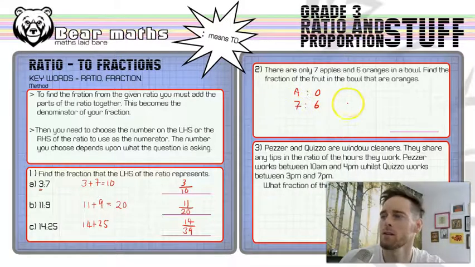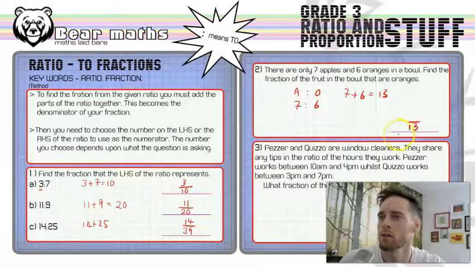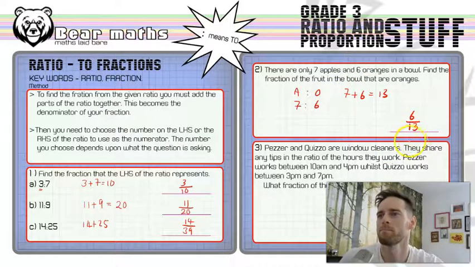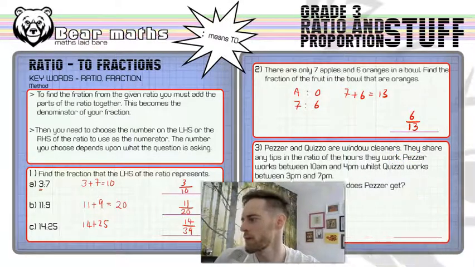All right, so if we add 7 and 6 together, we can get 13. 7 plus 6 equals 13. And that will become the denominator of our fraction. And then the oranges is the one we were interested in, so that's going to be 6 out of 13. Again, that one does not simplify. All right, let's have a look at number 3.